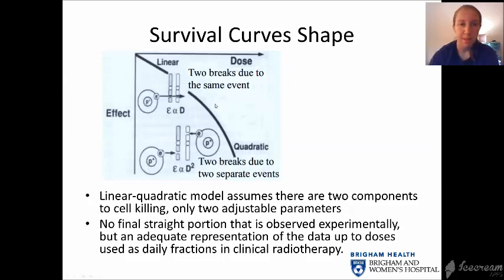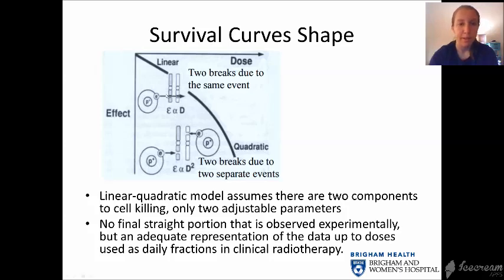And the shape of the curves basically follows this linear quadratic model that assumes that there are two components of cell killing, with only two adjustable parameters. There's no final straight portion that is observed experimentally, but it's an adequate representation of the data up to doses used as daily fractions in clinical therapy.